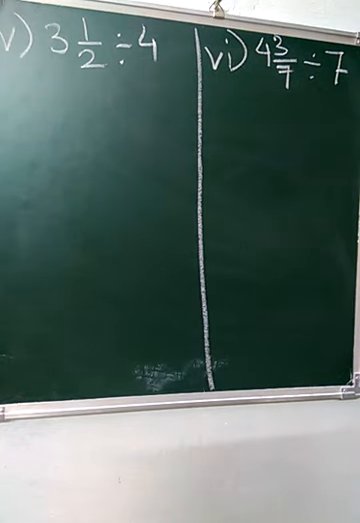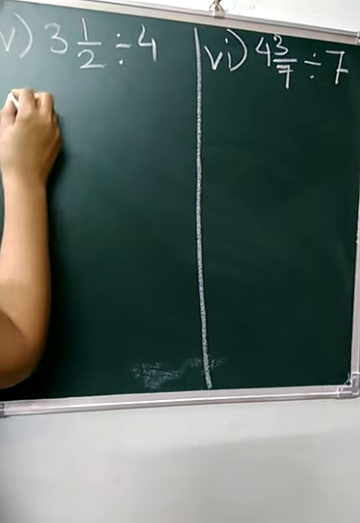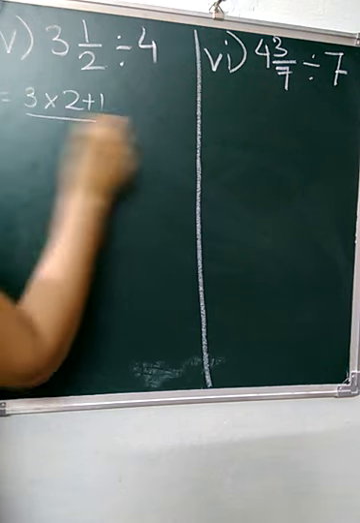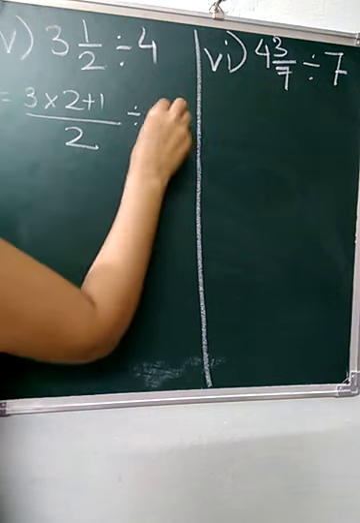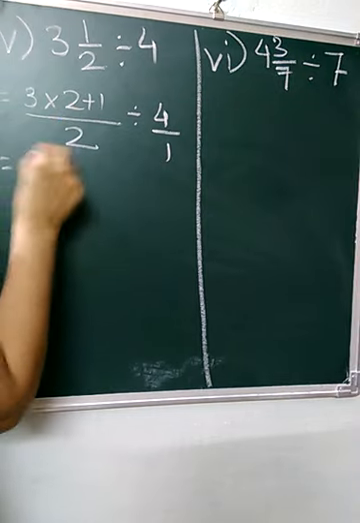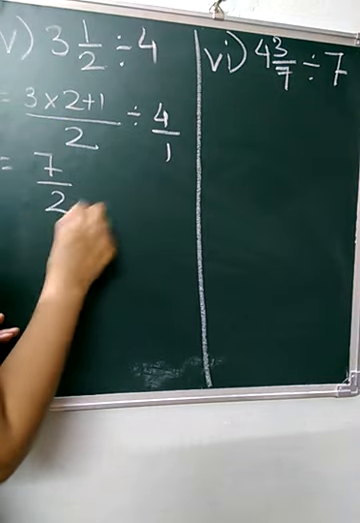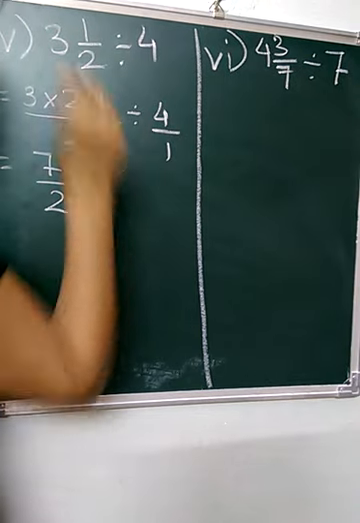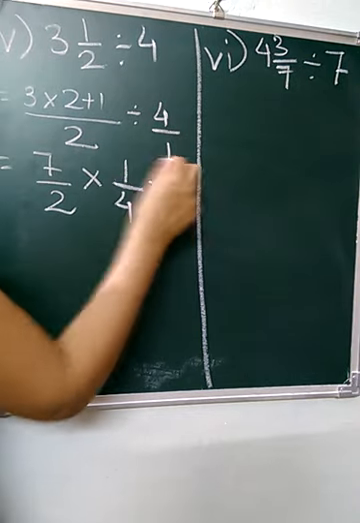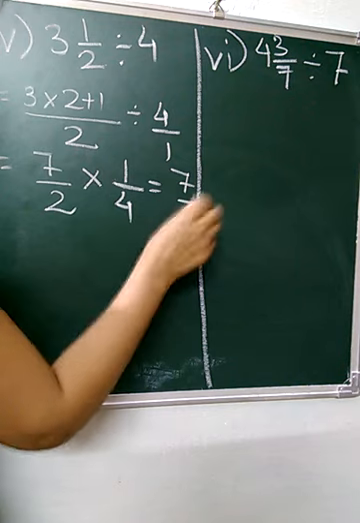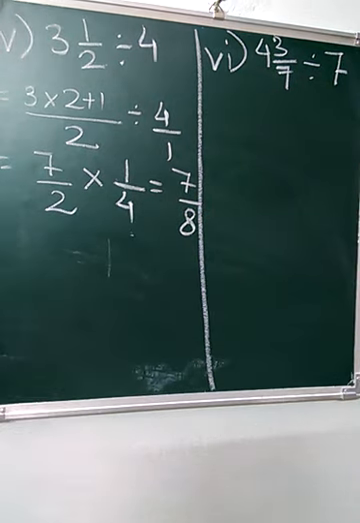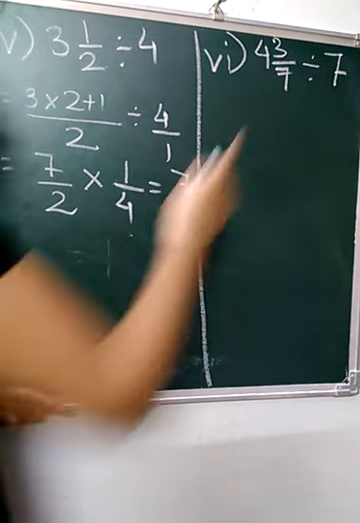Starting with the fifth and sixth problem, converting it into an improper fraction. Three twos are 6, 7. This becomes multiplication sign and its reciprocal. So 7 ones are 7 and 2 fours are 8, which gives you, sorry, it's a proper fraction, so you cannot convert it into mixed. So this is your answer.